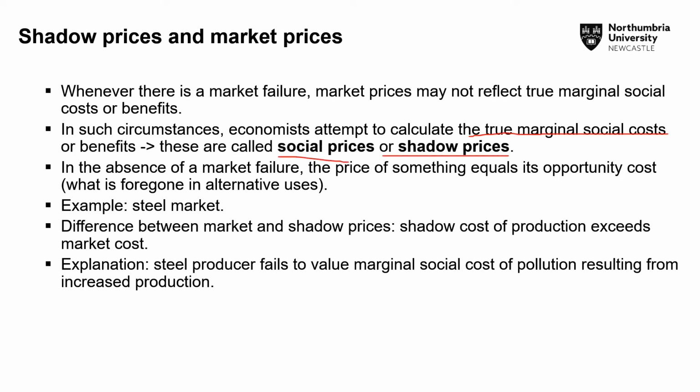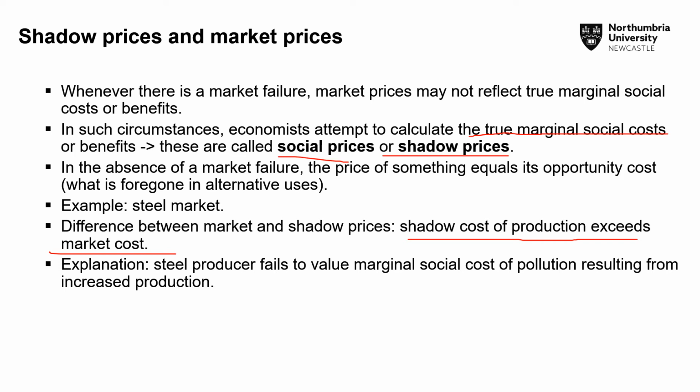So let's take the steel market again. Because there is a level of pollution, the shadow cost of production exceeds the market cost, because the steel producer fails to value the marginal social cost of pollution arising from increased steel production. That is the situation we saw a few lectures back, where the marginal social cost curve differs from the marginal private cost curve.